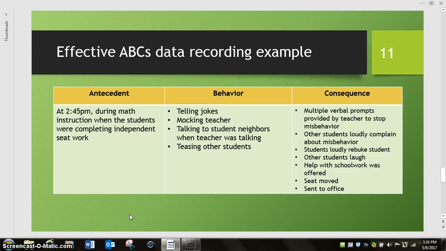For instance, at the beginning, during the antecedent, could math instruction be changed to earlier in the day? Is it a late in the day problem? Could you reduce the amount of independent seat work, maybe with peer cooperative learning? Working with the student one-to-one during this time might be ways to avoid the behavior from occurring in the future. Just some examples.